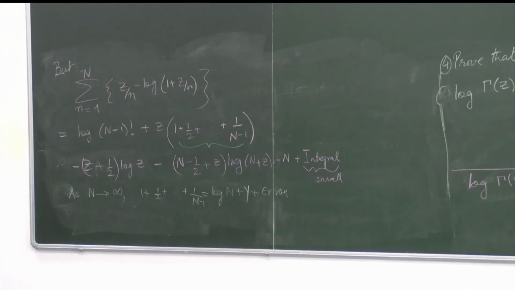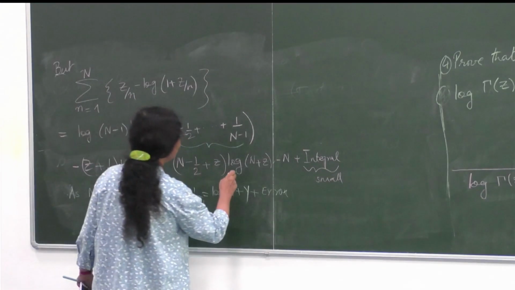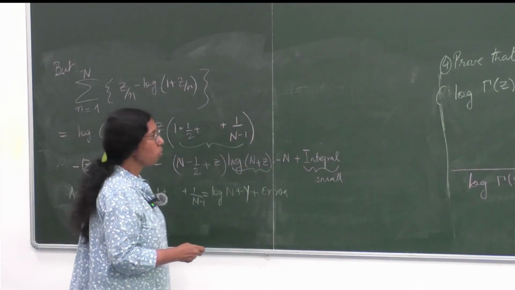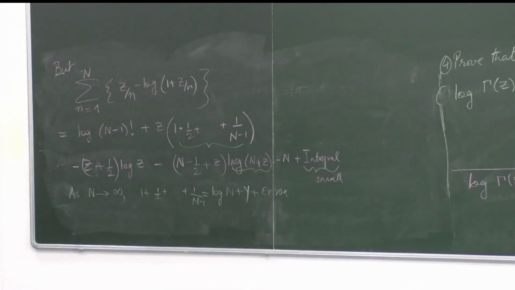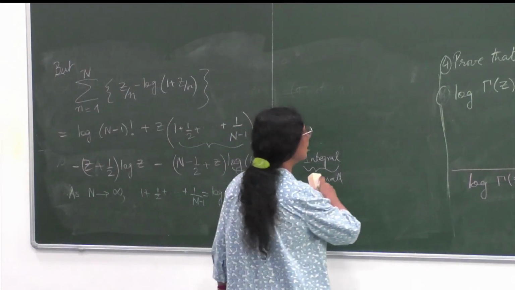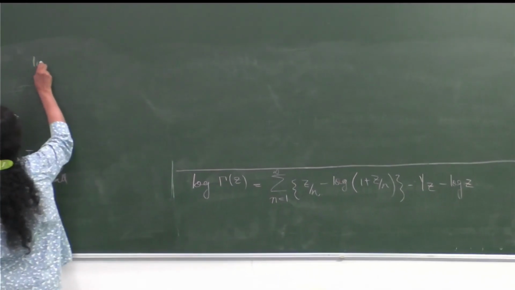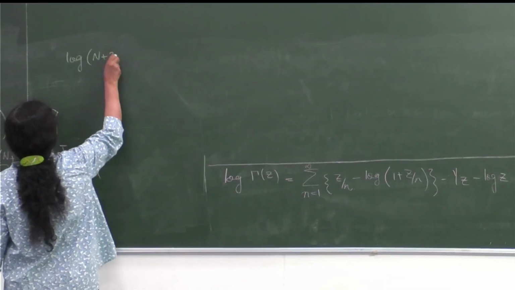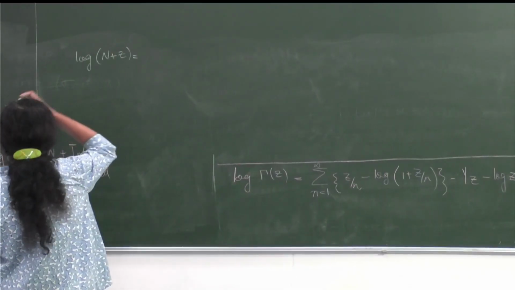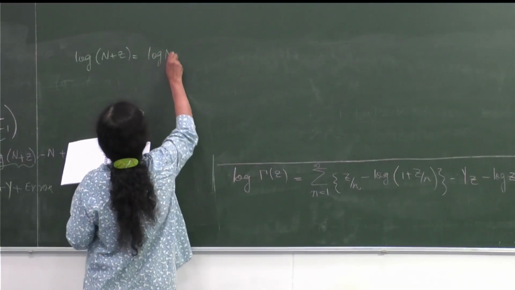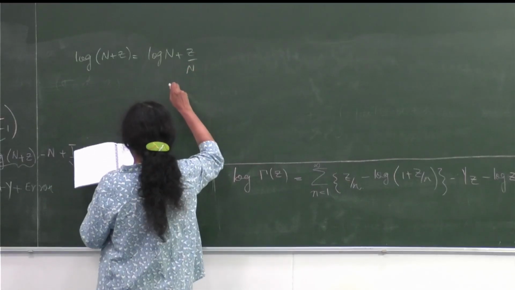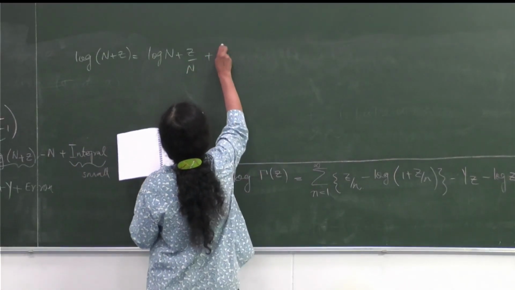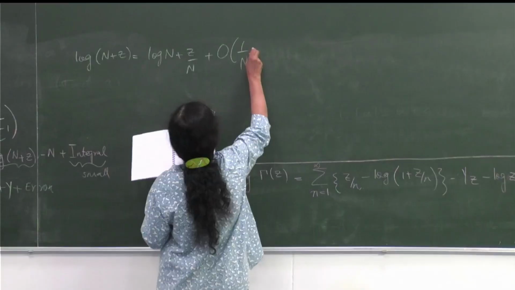Similarly, log n plus z, what does it do? So this one is taken care of. Now you have this one, log n plus z. What is log n plus z? This is equal to log n plus z by n plus big O of 1 by n square.